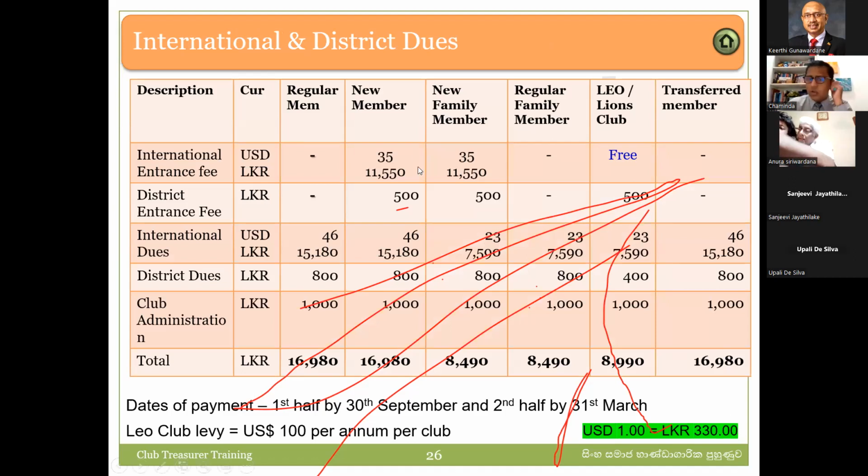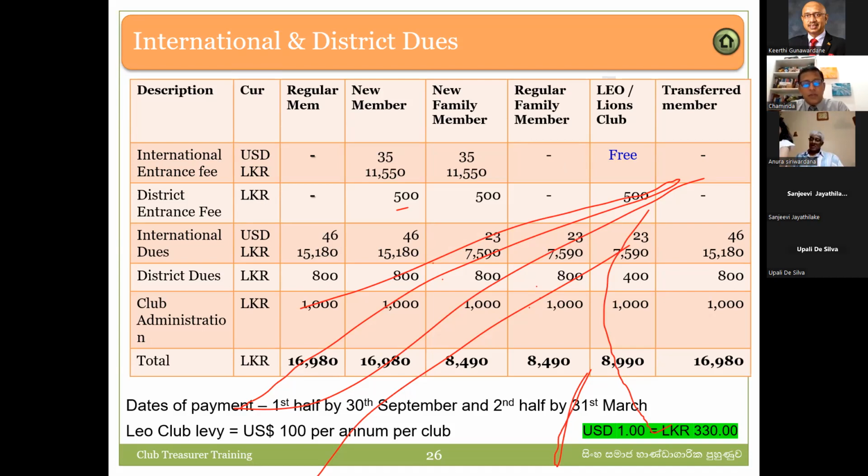$35 international entrance fee, $35. It has to be paid; I think it was not waived off from our second quarter. So now, in the first quarter also, you have to pay the $35, it is a must. I have taken the dollar rate at 330, highlighted in green. I took 330 because it may go up. Today the bank bought the dollar at 322. Right? So it is rising.